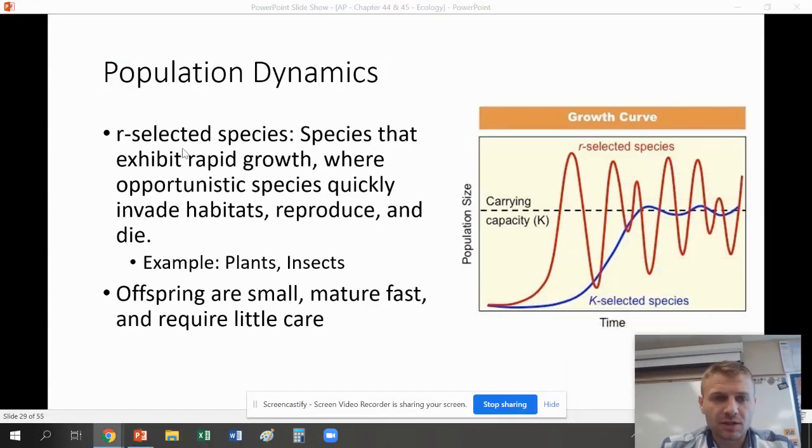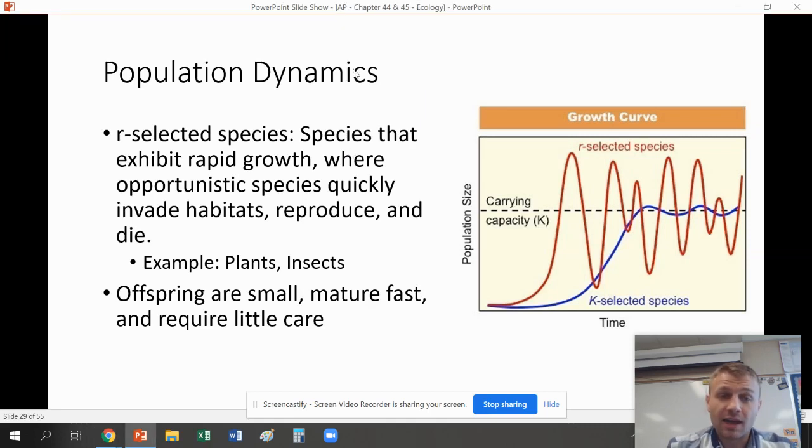Now we have two different types of species. Our r-selected species are ones that reproduce very quickly and can go through a very rapid increase in population. These are like plants and insects. Their offspring are usually small. They mate fast and they require little care, and their reproduction time is very quick.